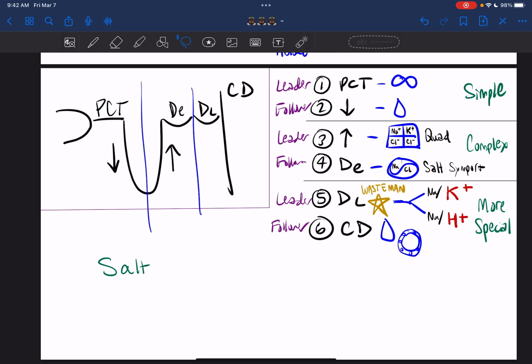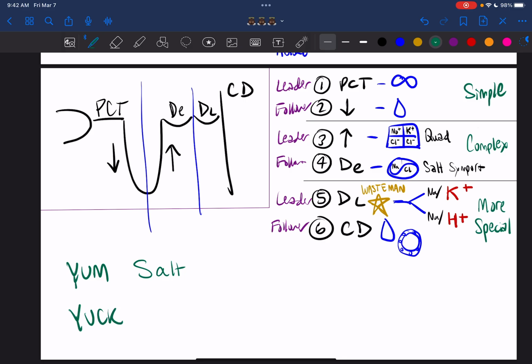And so I have three categories of things in your tubule. I have yum versus yuck. Yummy versus yucky. Yummy are the things that your body wants to keep. They're going to go to the blood. Yucky is stuff your body wants to get rid of. It's going to go to the pee, right?